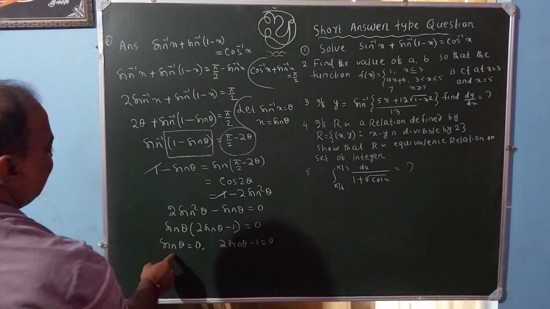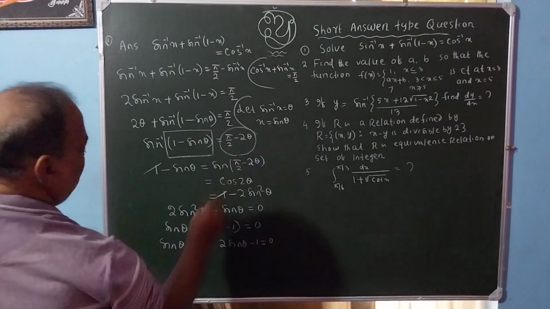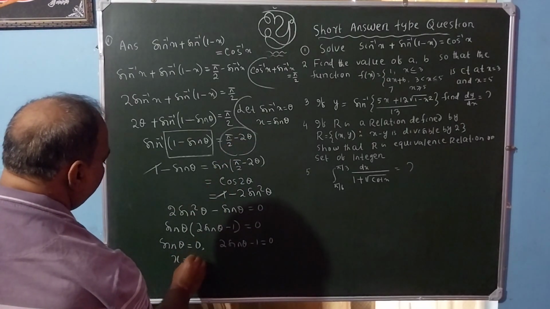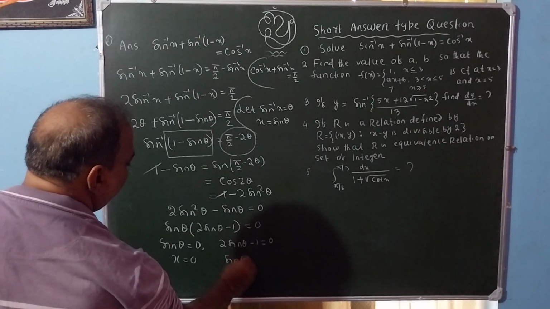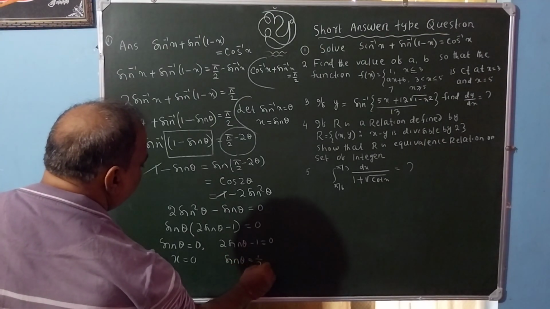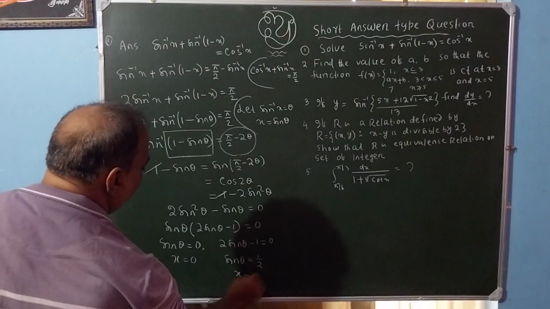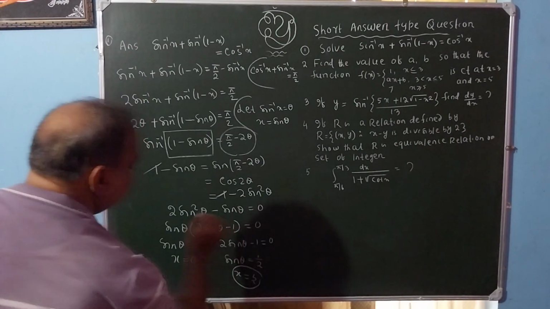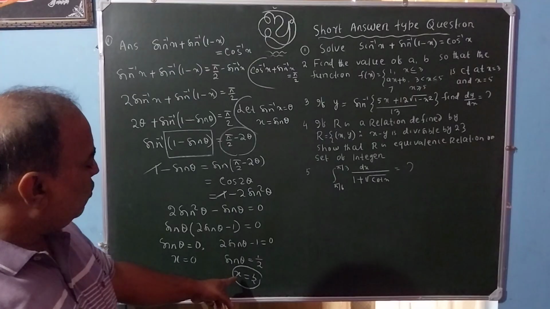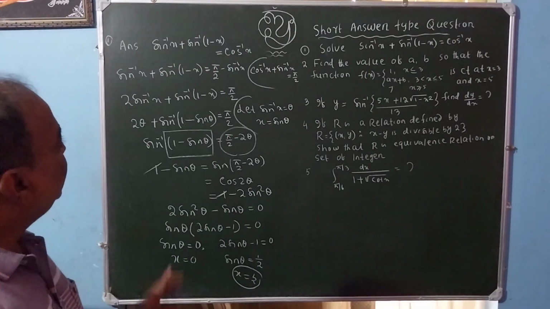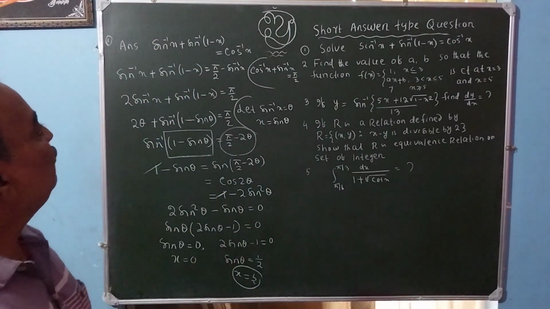Sin theta is 0 means x is equal to 0. Here sin theta is equal to 1 by 2, so x is equal to 1 by 2. So there are two solutions: x is equal to 0 or x is equal to half. We check which satisfies the above equation.